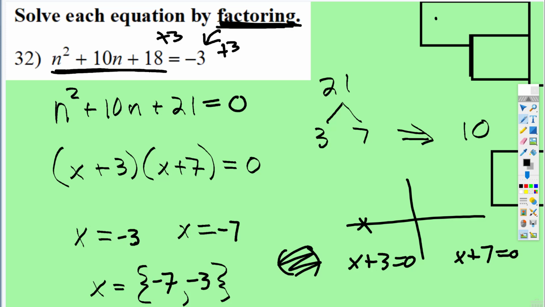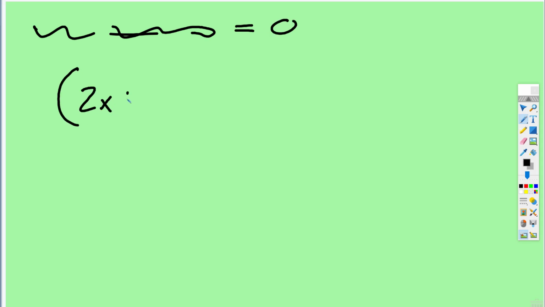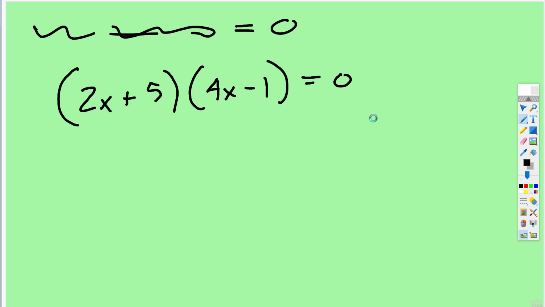Let me show you something that would be a little bit more difficult. Let's say you had a quadratic, blah, blah, blah, equal to 0. And when you factored it, it became 2x plus 5 times 4x minus 1 is equal to 0. Well, that's a little bit more complex. So you could write 2x plus 5 is equal to 0 and solve that, and 4x subtract 1 is equal to 0 and solve that.